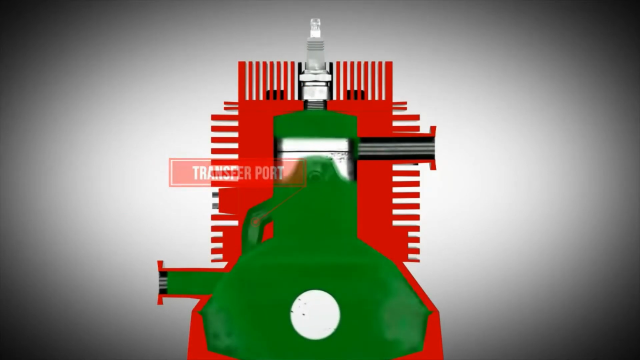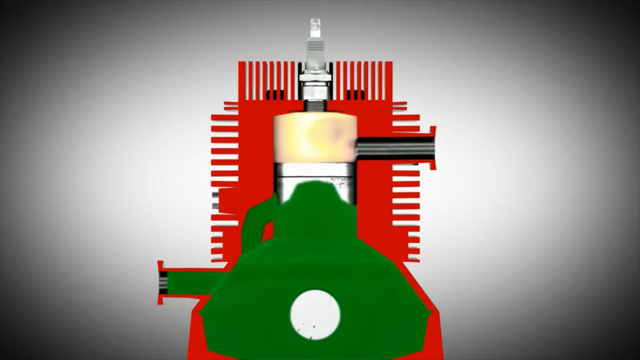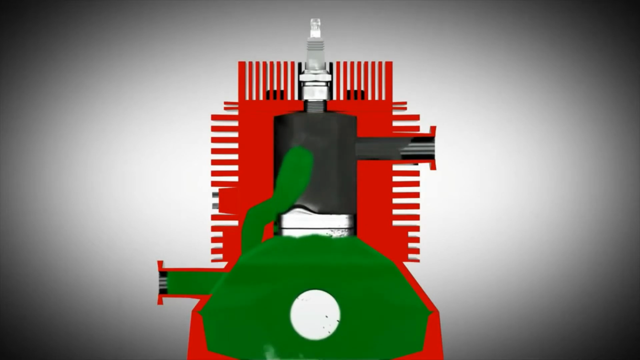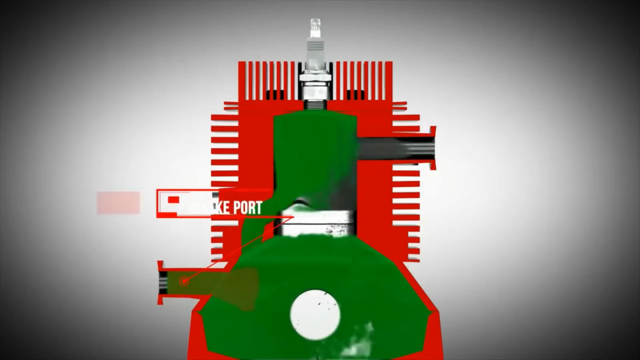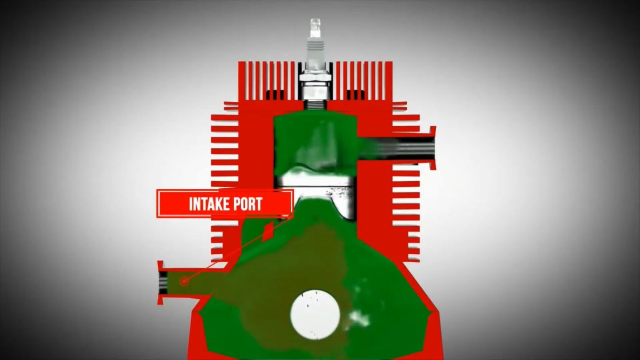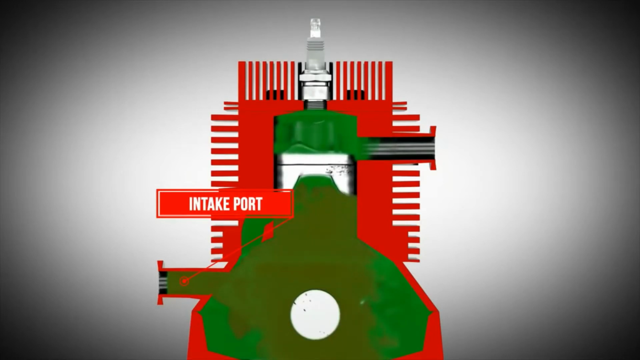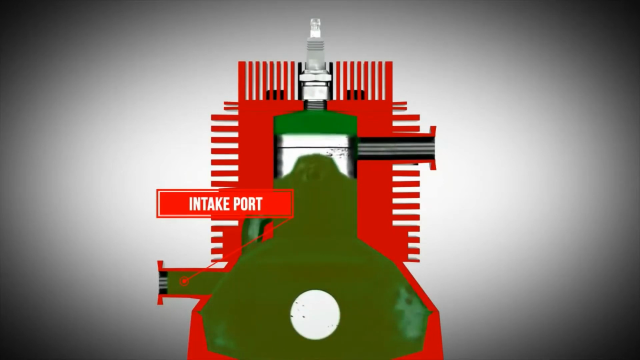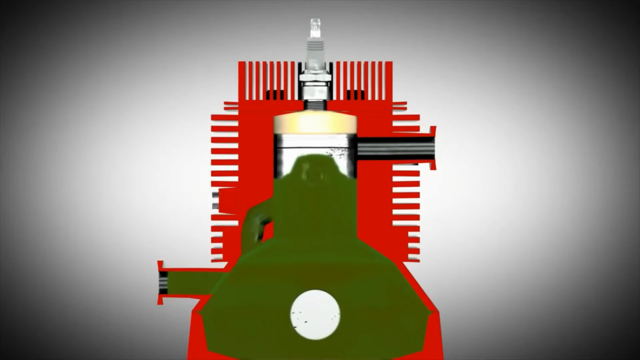Let's take a closer look at the individual strokes. In the first stroke cycle, a fresh fuel-air mixture is drawn in via the intake port. It is shown here in red. It is added to the existing mixture in the crankcase. At the same time, the mixture is compressed in the combustion chamber and finally ignited by the spark plug.